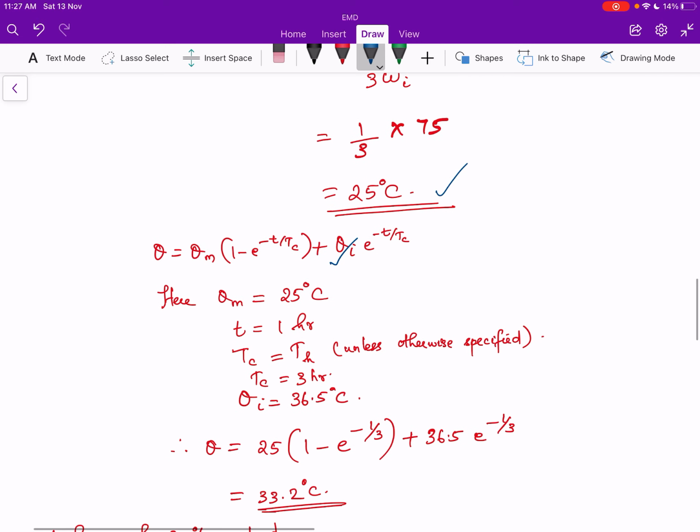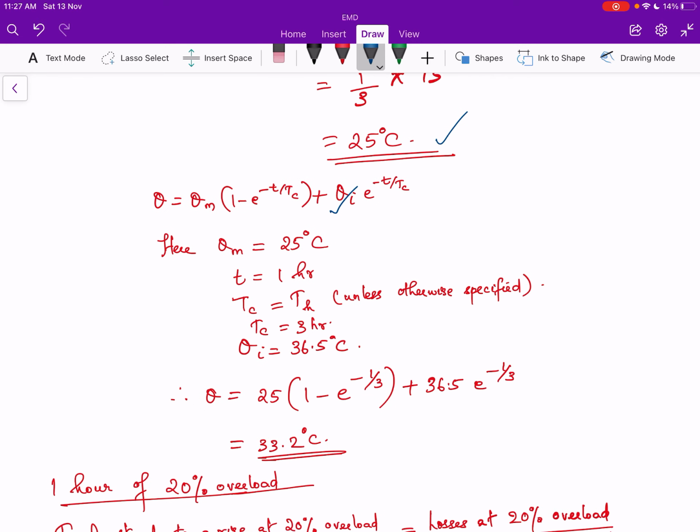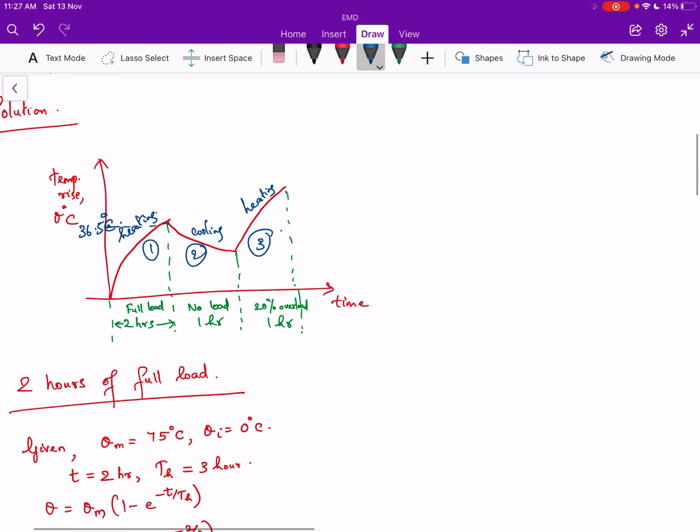So substituting all these values, we will get the temperature rise at the end of no load. So that is equal to 33.2 degrees Celsius. So here the temperature rise will be equal to 33.2 degrees Celsius.